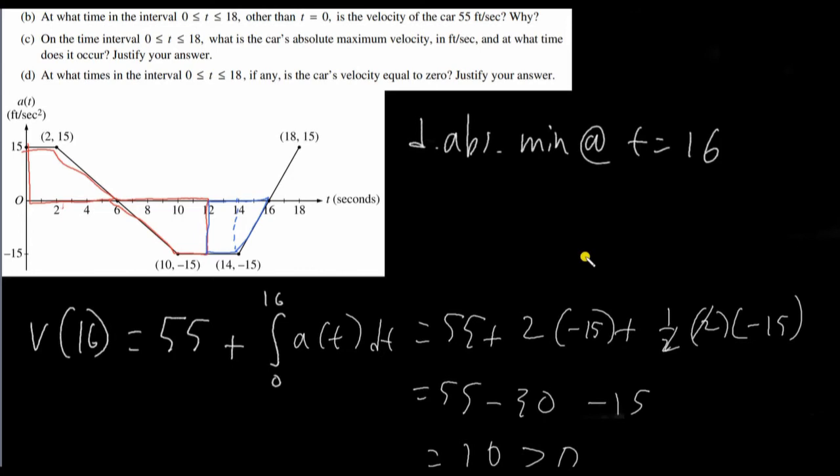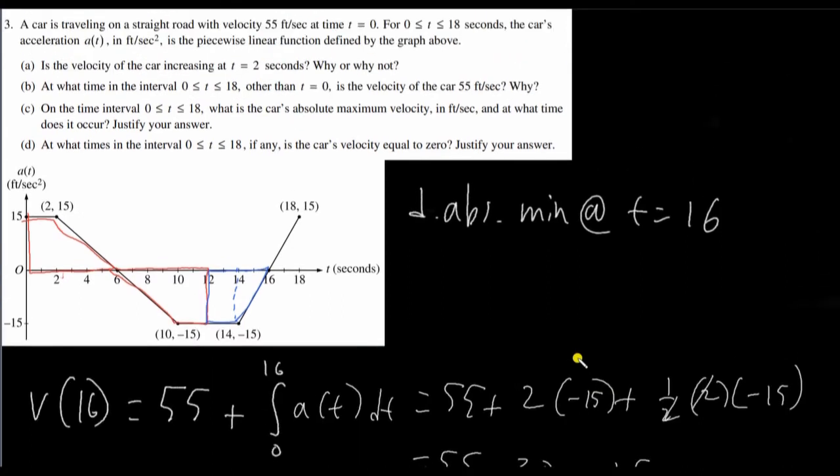And then for points, we're gonna have 2 points. You're gonna have 1 point for correctly saying that the velocity is never equal to 0, and then a second point for the proper justification. Okay, now let's move on to question number 4.